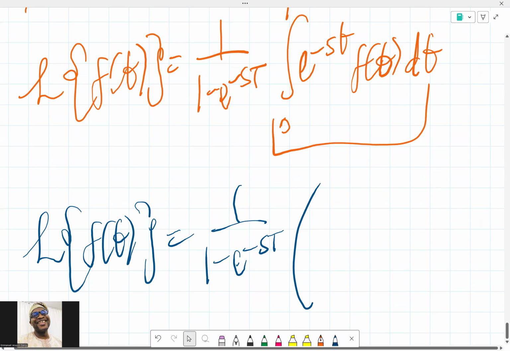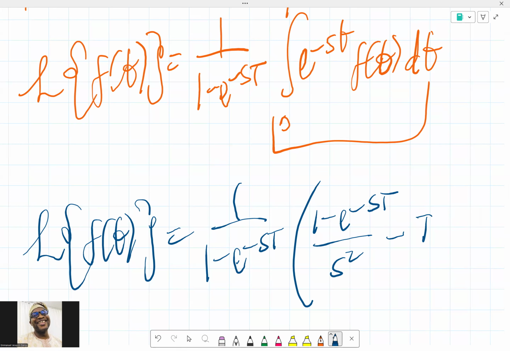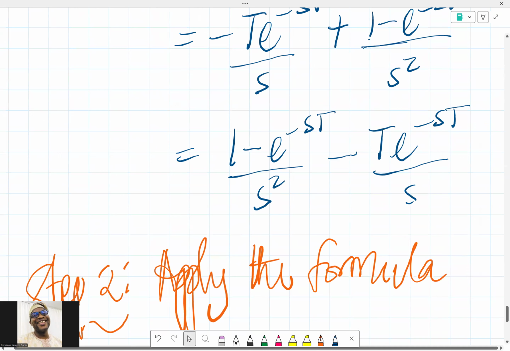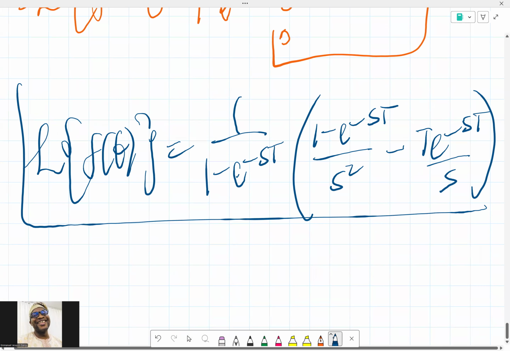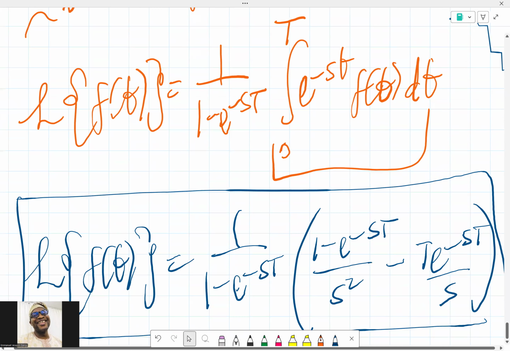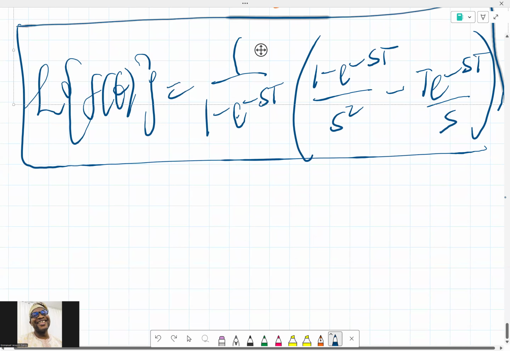So this is 1 minus e raised to power minus s big T all over s squared minus T e raised to power minus s big T all over s. And that's the result we get finally for that. So this is what we get.